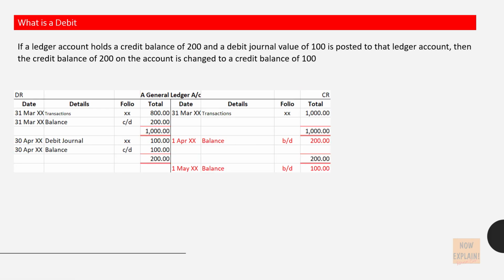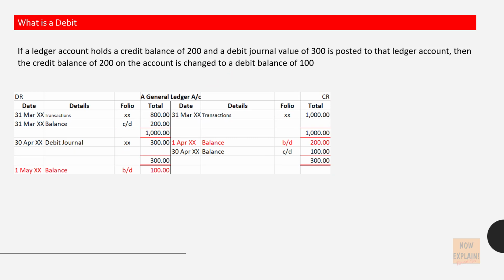If a ledger account holds a credit balance of 200 and a debit journal value of 100 is posted to that ledger account, then the credit balance of 200 on the account is changed to a credit balance of 100.